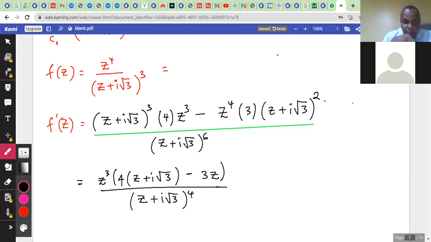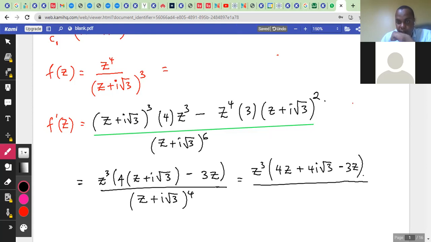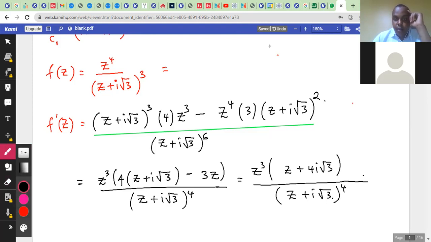And then we can open these up. This is 4z plus 4i root 3, times z cubed. So this is 4z plus 4i root 3 minus 3z. So 4z minus 3z is going to be z. And then we have z cubed times (z plus 4i root 3) over (z plus i root 3) to the power of 4. Now we can take the second derivative of this.